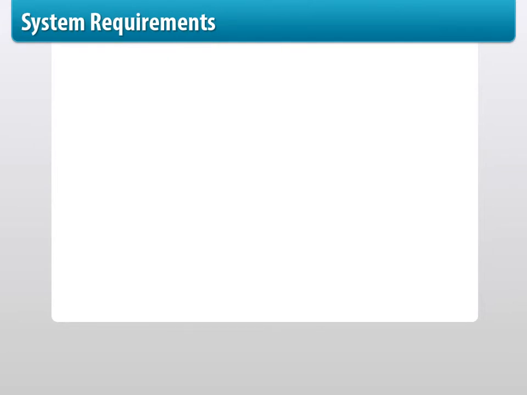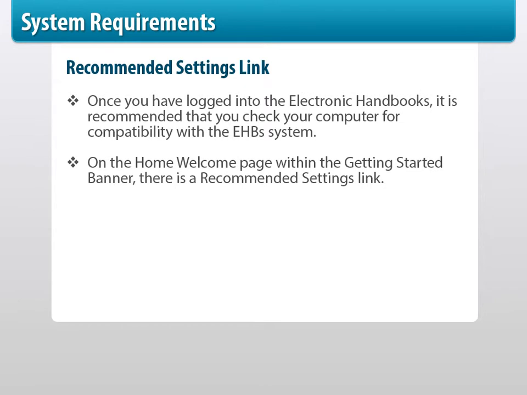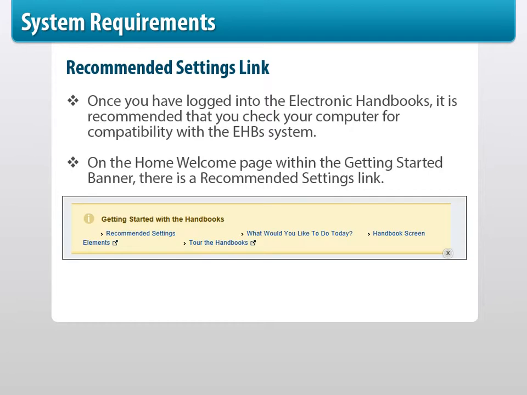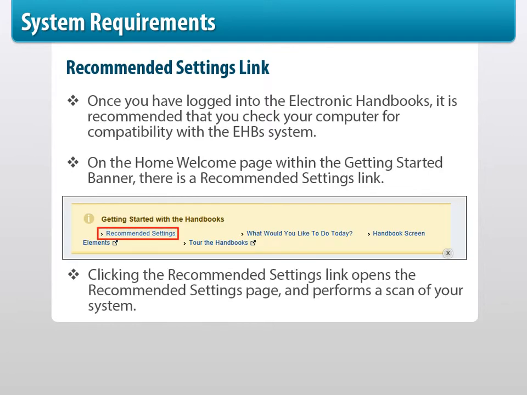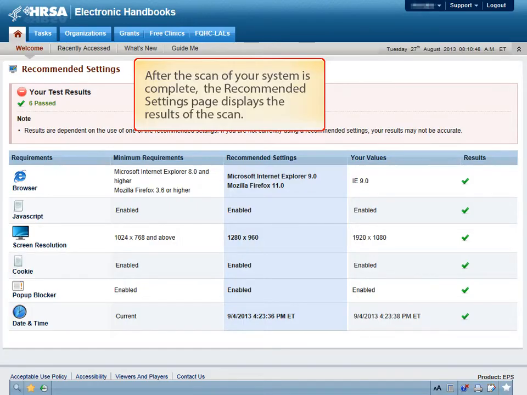System Requirements. Recommended Settings link. Once you have logged into the electronic handbooks, it is recommended that you check your computer for compatibility with the EHBs system. On the home welcome page within the Getting Started banner, there is a Recommended Settings link. Clicking the Recommended Settings link opens the Recommended Settings page and performs a scan of your system. After the scan of your system is complete, the Recommended Settings page displays the results of the scan.